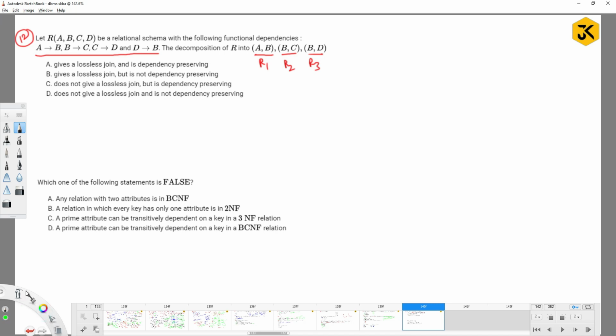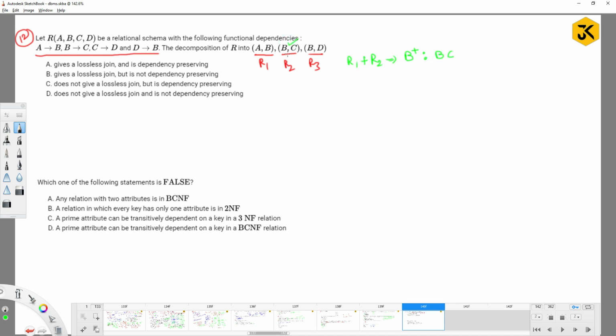Can we calculate whether they are lossy or lossless? First, is it lossy or lossless? What you have to do is first combine. When you combine R1 with R2, what is the common one? B is the common one. When B is the common one, what is the closure of B? BC. It is getting at least one relation.